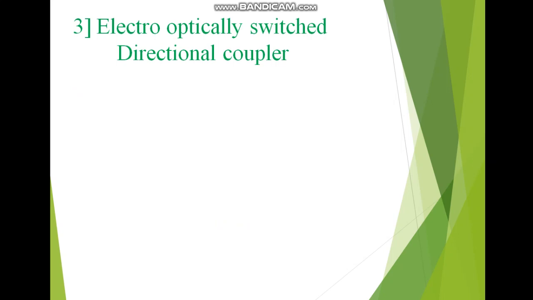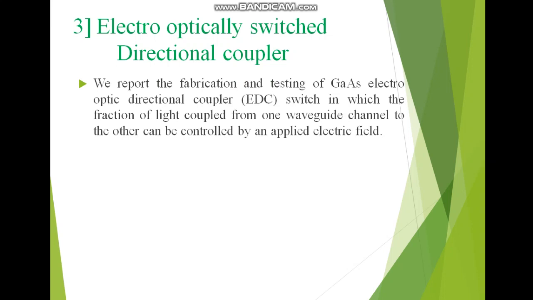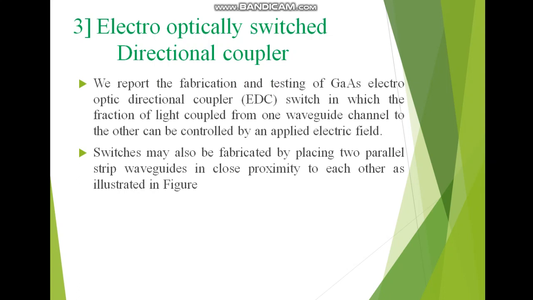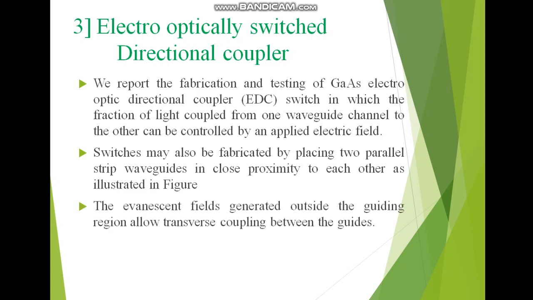So here we will discuss the switches may also be fabricated by placing two parallel strip waveguides in close proximity to each other as shown in figure. I will show you that figure also. We report the fabrication and testing of gallium arsenide electro-optic directional coupler switch in which the fraction of light coupled from one waveguide channel to the other can be controlled by an applied electric field. The evanescent fields generated outside the guiding region allow transverse coupling between the guides.